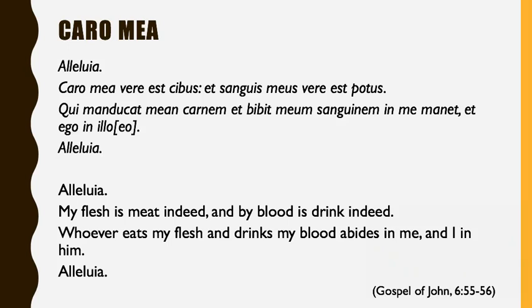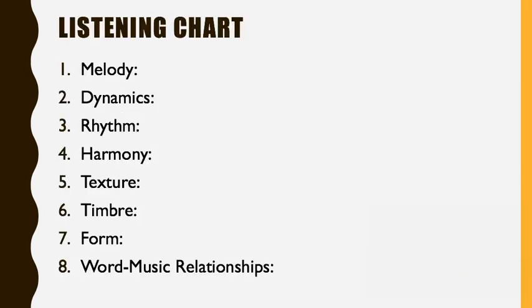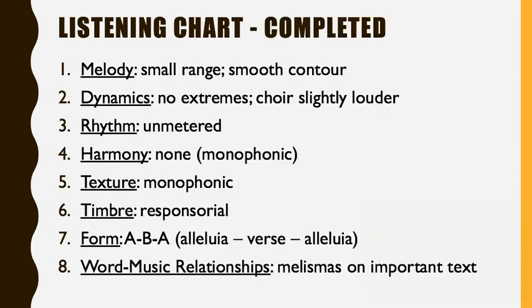All right, so let's think about this in terms of the 8 elements of music. If we were to divide it up into each of the independent elements here, we could talk about melody, dynamics, rhythm, harmony, texture, timbre, form, and word music relationships. So on the next slide here, I have completed this sort of listening chart. If we talk about the melody, we've got a pretty small range, a very smooth contour.